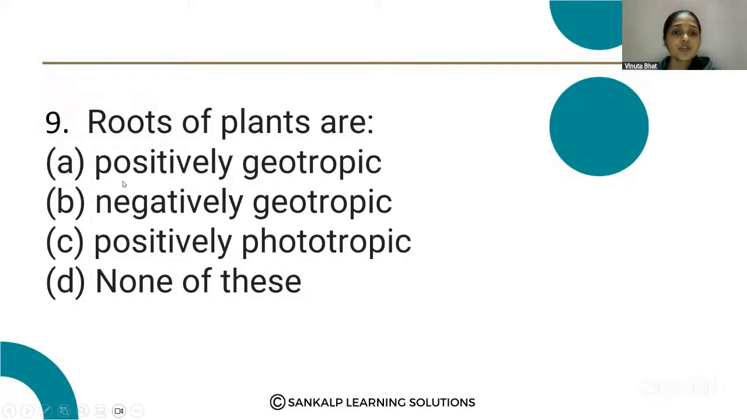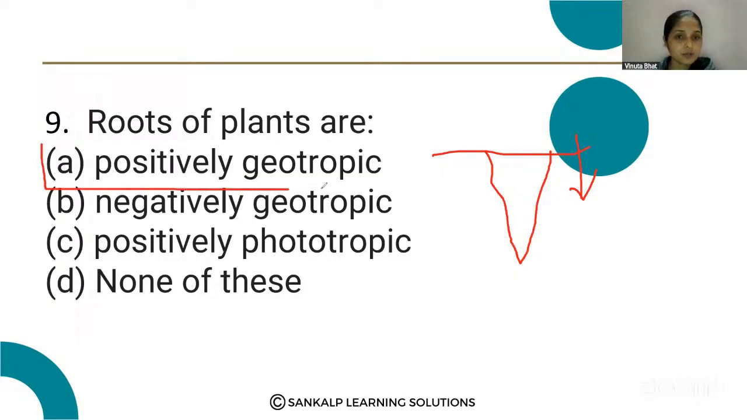Then roots of the plants are positively geotropic, negatively geotropic, positively phototropic, none of this. Here roots of the plants grow towards the soil, so they grow towards the gravity, so positively geotropic. Option A is the correct answer.